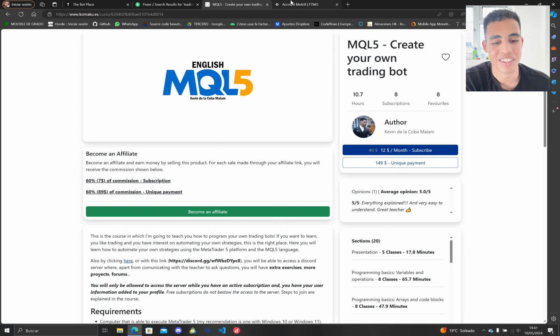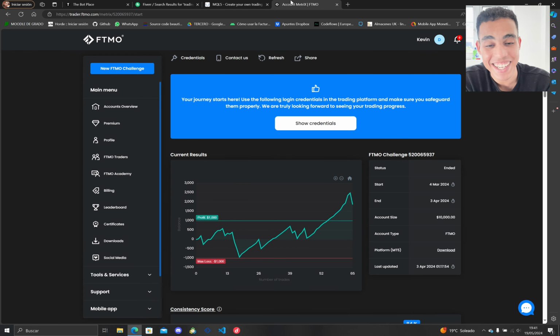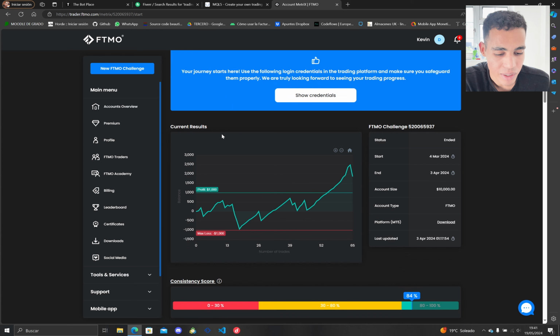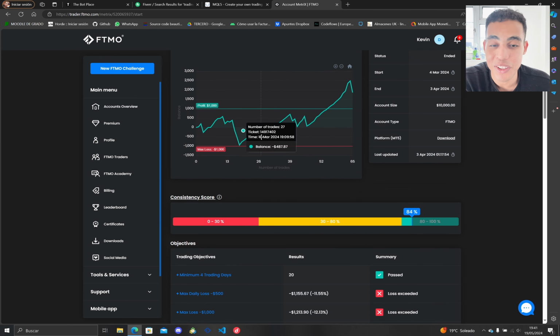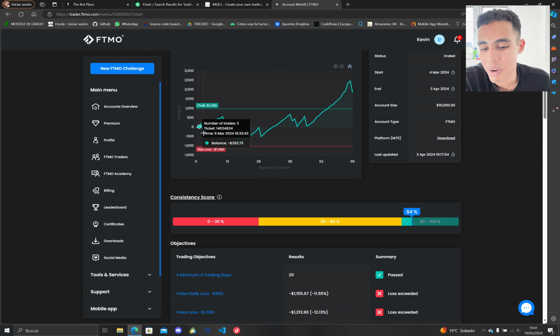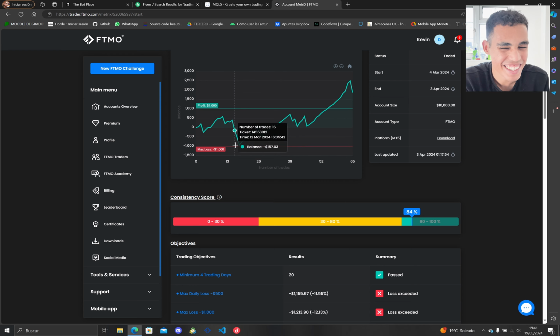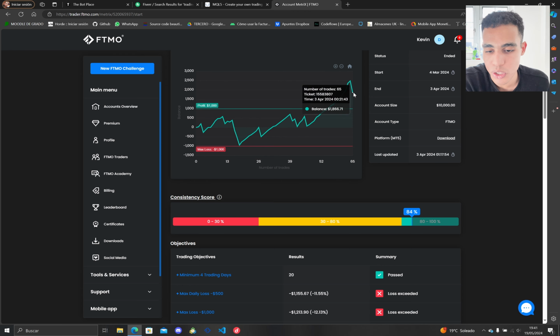And guys, the final way, which I think is the most obvious, is that if you have a trading bot, why don't you trade? Here, for example, this is a funding challenge. In Spanish, we call it prueba de fondeo. Here, for example, I had a bot that was operating for me. I didn't pass the challenge, just by a little bit. But you can see that this bot was quite successful.